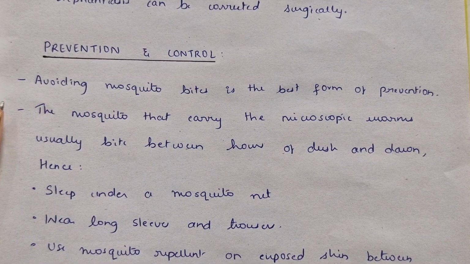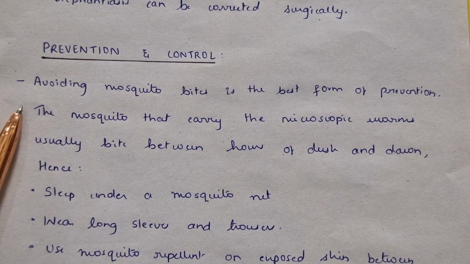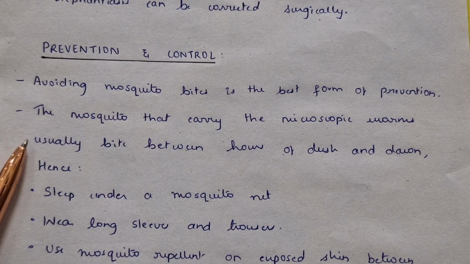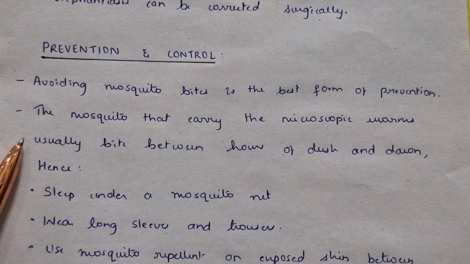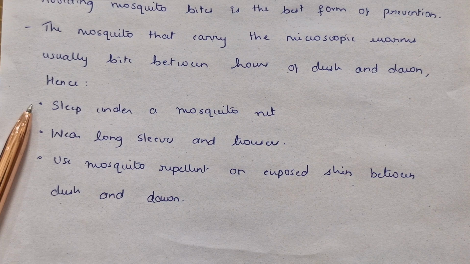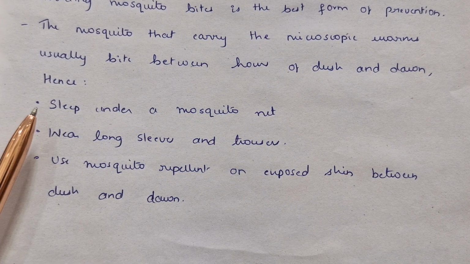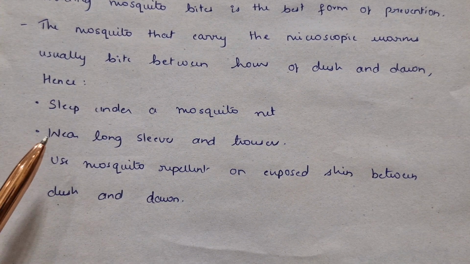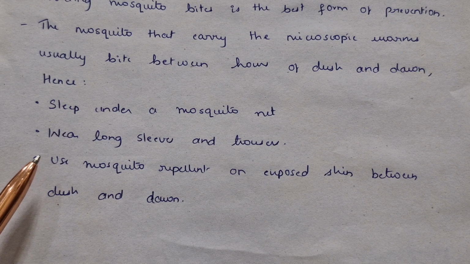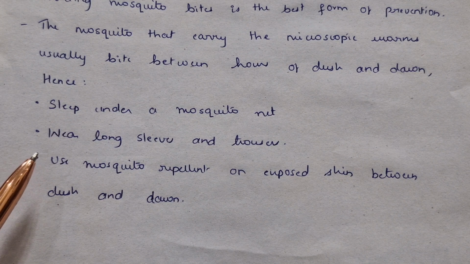Prevention and control. Avoiding mosquito bites is the best form of prevention. The mosquito that carries the microscopic worms usually bites between the hours of dusk and dawn. Hence, sleep under a mosquito net, wear long sleeves and trousers, and use mosquito repellent on exposed skin between dusk and dawn.